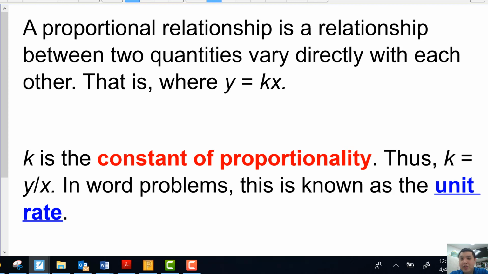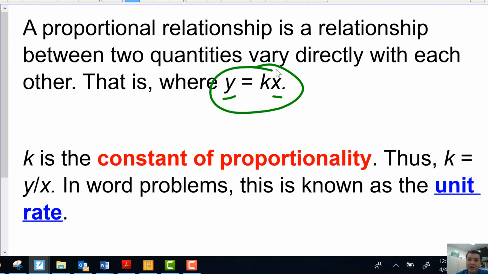So, a proportional relationship is a relationship between two quantities, the y and the x, that vary directly with each other. That is, where y equals k times x. Right here, k is called the constant of proportionality. Thus, k equals y divided by x. So here's what we mean by that.